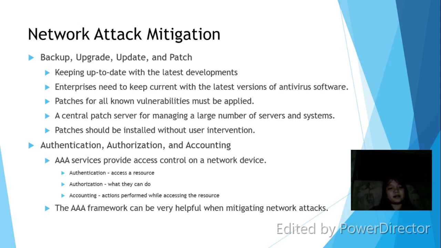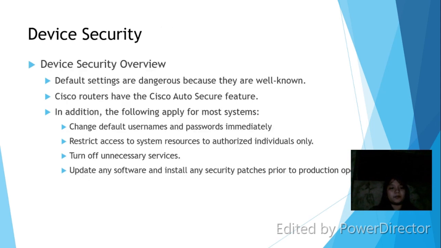AAA services provide access control on network devices. The AAA is: authentication, access to the resource; authorization, what they can do; accounting, action performed while accessing the resource. So the three A's are authentication, authorization, and accounting. The AAA framework can be very helpful when mitigating network attacks.